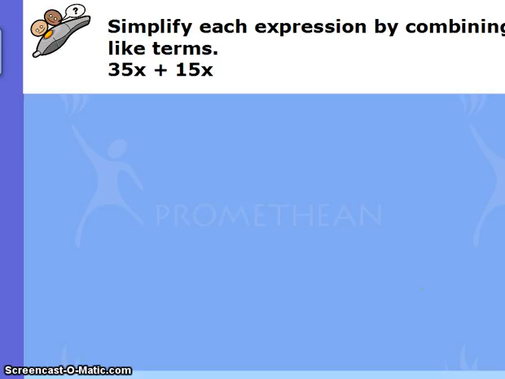All we're going to do is combine like terms. So we have 35x plus 15x. Well, we know that 35 plus 15 is 50. So this is not just going to be 50, it's going to be 50x. Think about that term in terms of like apples. If you had 35 apples and you added 15 apples, you would wind up with 50 apples.